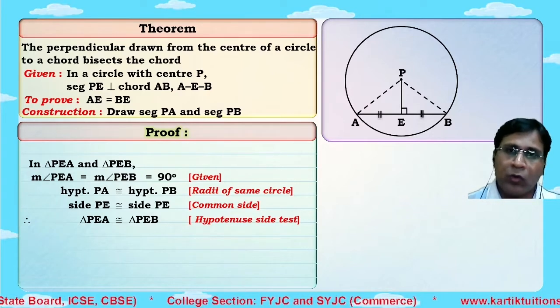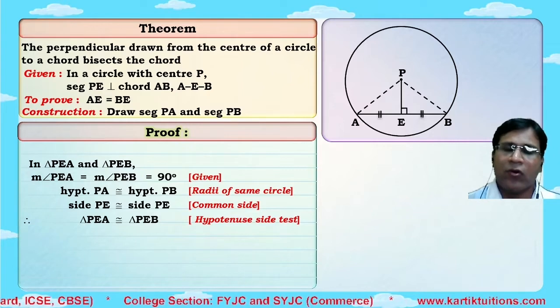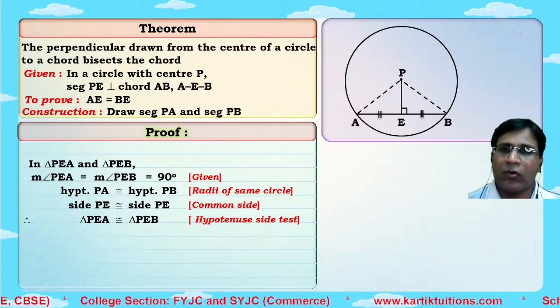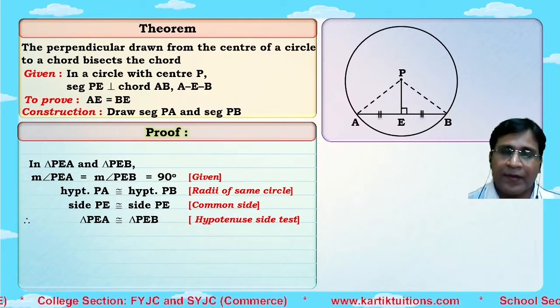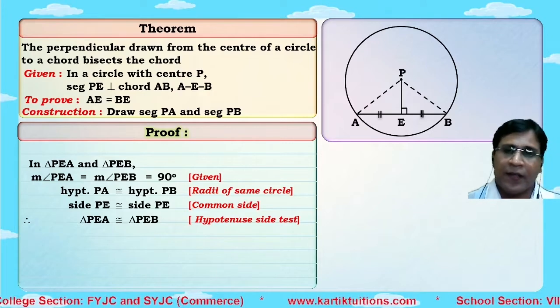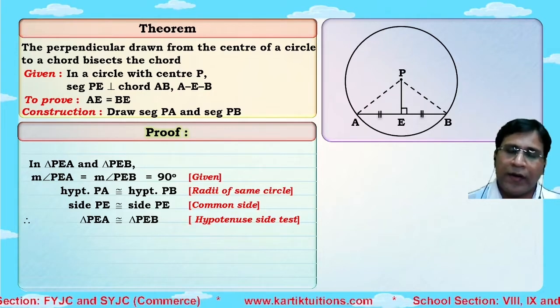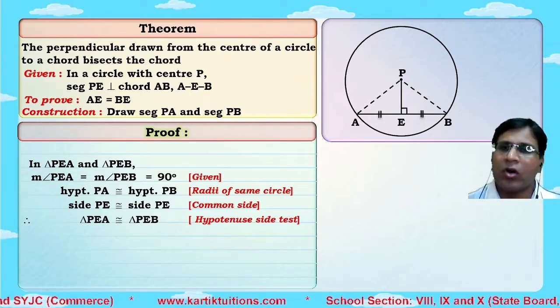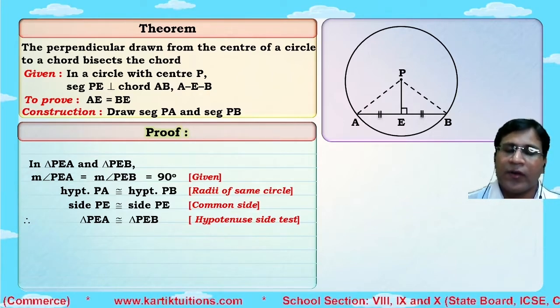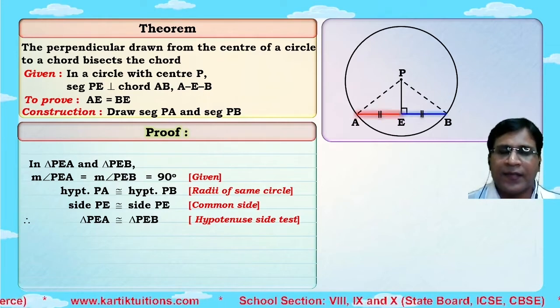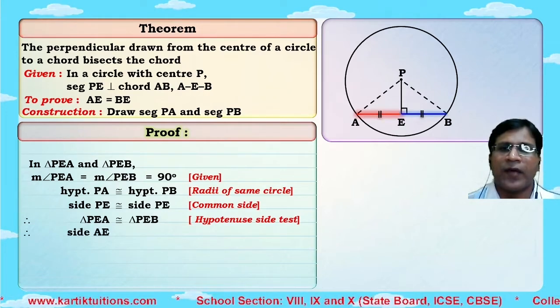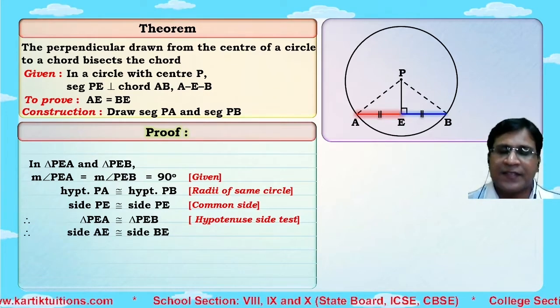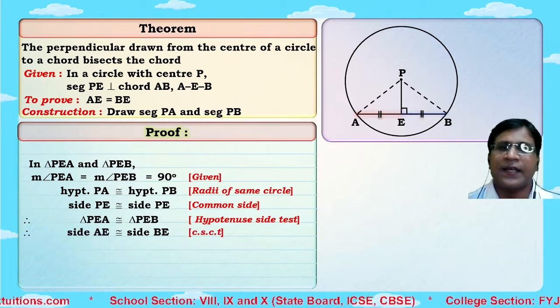Now since we have proved the two triangles are congruent, we know the remaining elements will also be congruent. When I talk about the remaining elements, I first talk about the sides. Already two pairs of sides are equal, that is PA and PB, and PE is a common side. So which is the third pair of sides left? AE. So I can say side AE is congruent to side BE and the reason is CSCT.